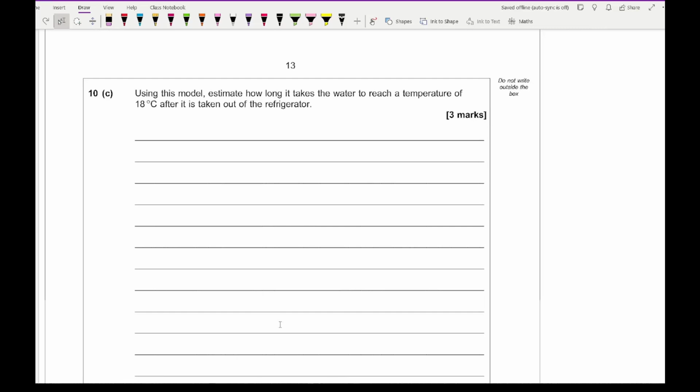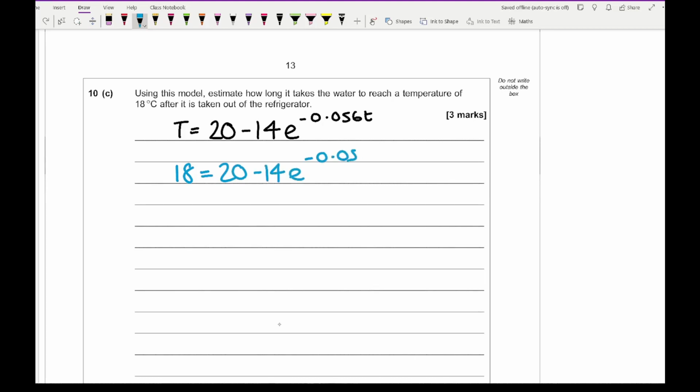Then moving on to 10c, it says using this model, estimate how long it takes the water to reach a temperature of 18 degrees after it's been taken out of the refrigerator. First of all, I write down the formula now that I've worked out the value of k. T equals 20 minus 14 e to the minus 0.056t. So there's my master formula. All I then need to do is substitute 18 into there. So I get 18 equals 20 minus 14 e to the minus 0.056t.